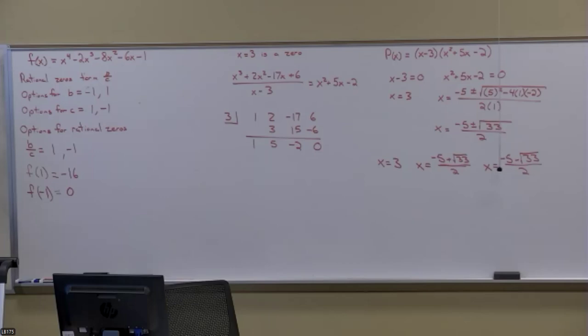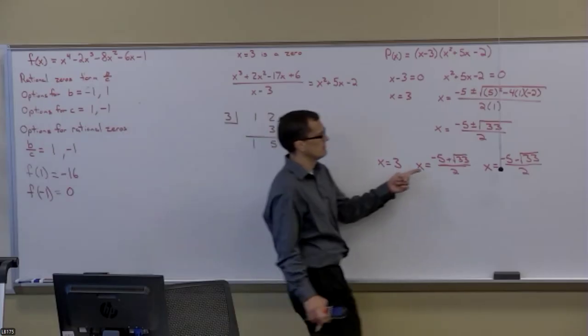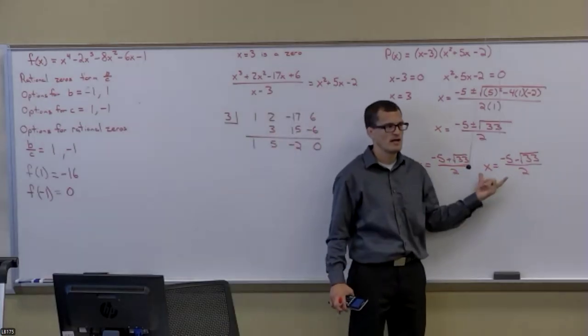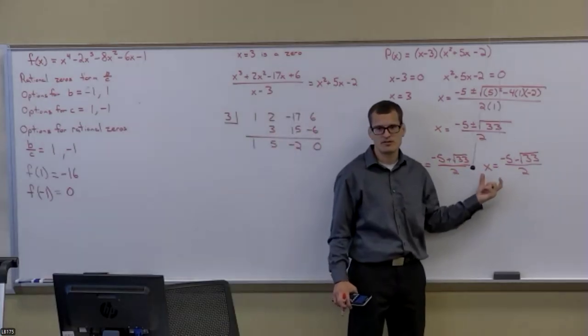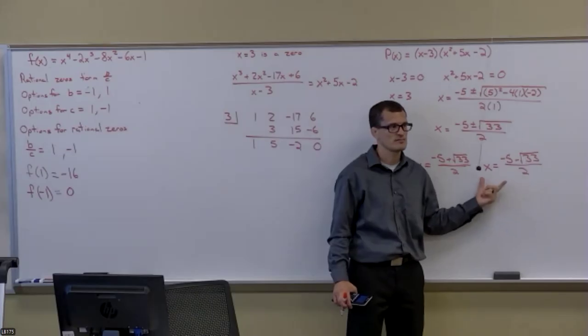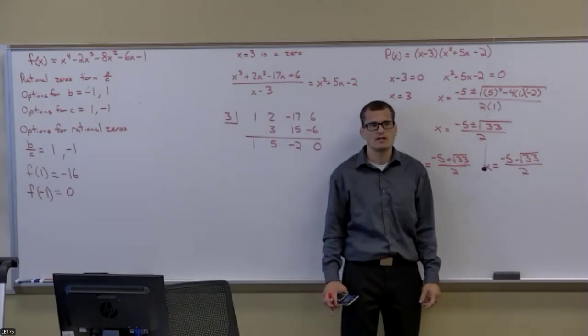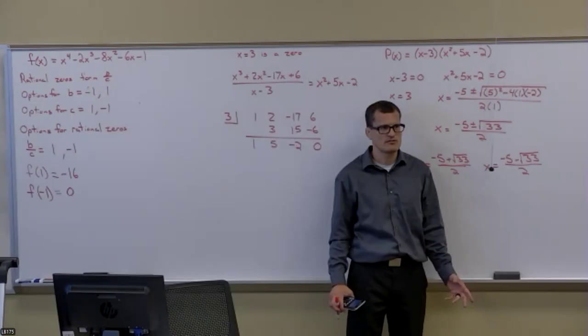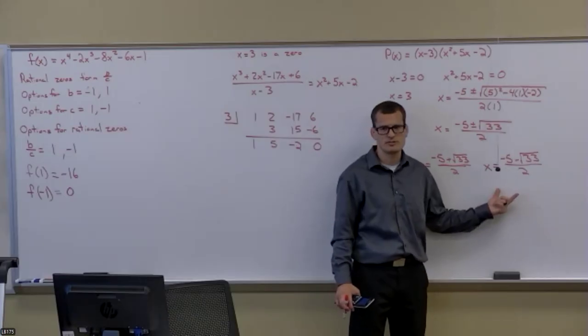So now I know that -1 is a 0, which means that x plus 1 is a factor. In fact, if you're really clever about this, you'd say, wait a second. All these irrational numbers have to occur in conjugate pairs, irrational conjugate pairs. All of the complex numbers also have to occur in conjugate pairs.